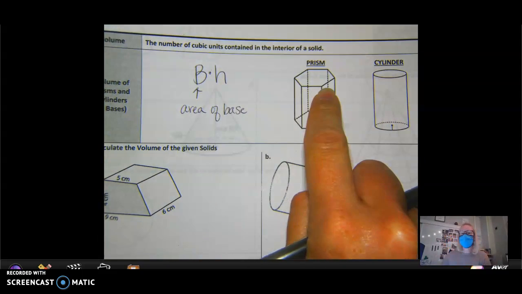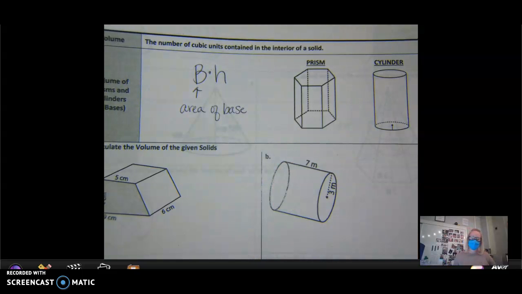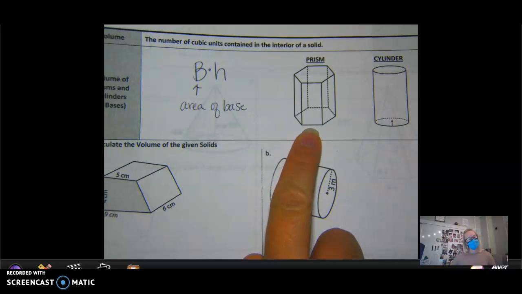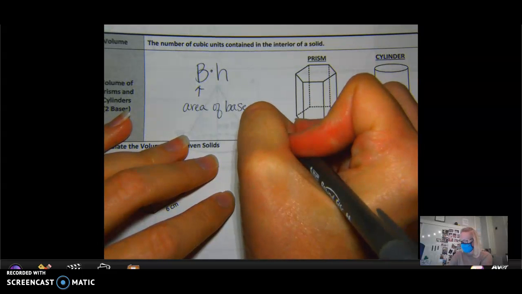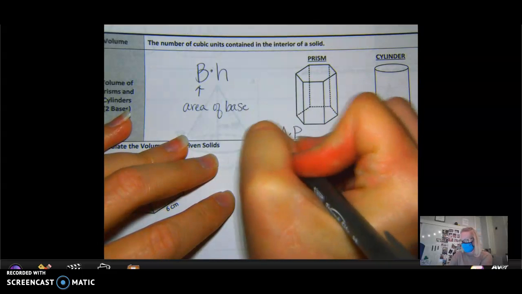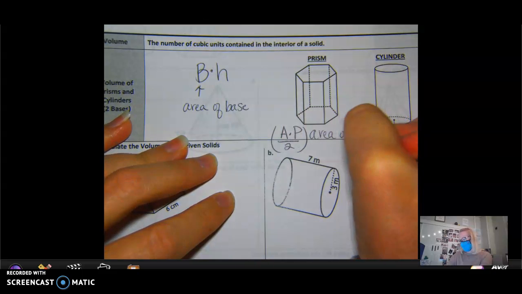So like here, what is the base on this prism specifically? What shape is that? It's a hexagon. Who remembers from earlier in this unit, I think it was the second section, how do you find area of a hexagon, or area of an octagon, or area of a pentagon? Because it's all the same formula. Yes, so apothem times perimeter divided by 2. That is area of a polygon.